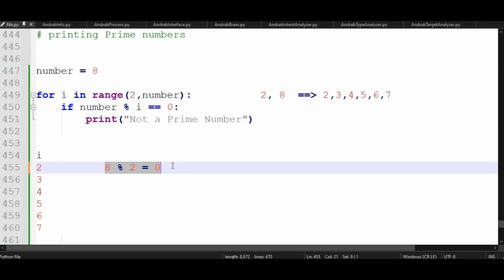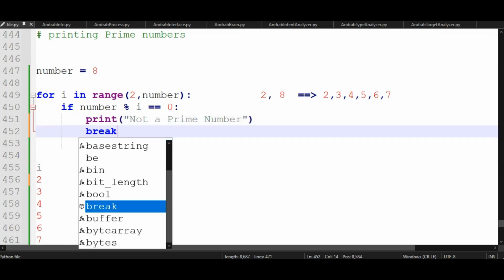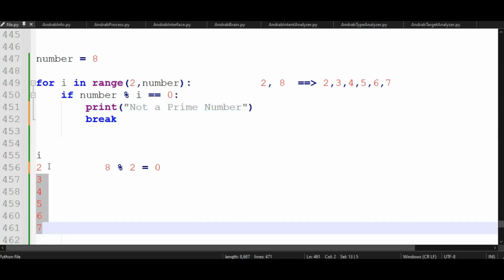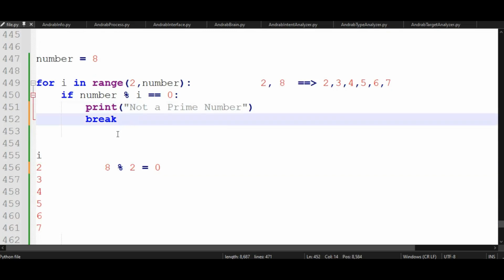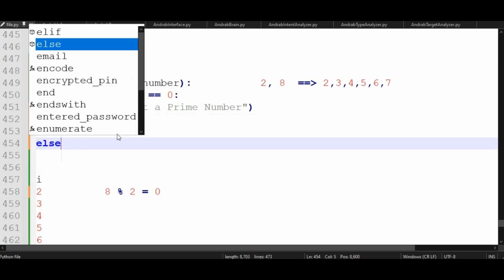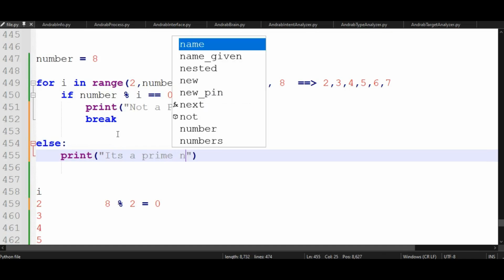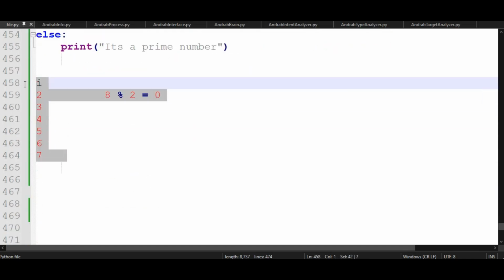Non-prime number. Since a prime number can only have two factors, that is 1 and the number itself, which should be 8 here. So I do not need to check the other numbers. So I will simply use a break statement here so that it won't need to check the other numbers, because I already got the result in this case. I hope you are understanding what I am doing here. Then in the else statement, I will simply do what? Print it's a prime number. That's it. Let's try to run the program.